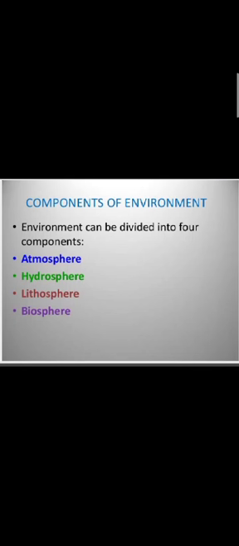The environment is divided into four components mainly. They are atmosphere, hydrosphere, lithosphere, and biosphere. Atmosphere: atmo means air, sphere means zone or area. Hydrosphere: hydro means water, sphere means a zone or area. Lithosphere: litho means soil, sphere means zone or area. Biosphere is a supporting environment on earth: bio means living, sphere means zone or area.